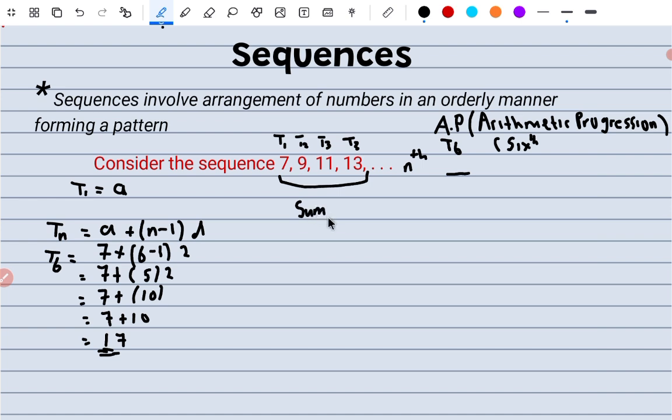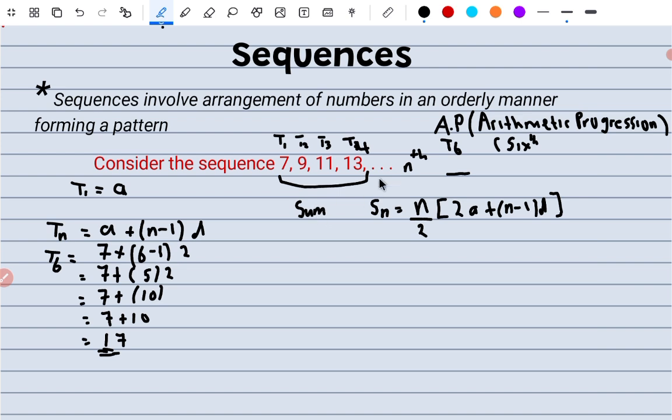So the formula for this one, we say the sum of the nth term according to the number of terms. For example, here there are 4. Therefore, it's given by n over 2, curly brackets 2a plus n minus 1, close brackets d, and then the curly brackets again.